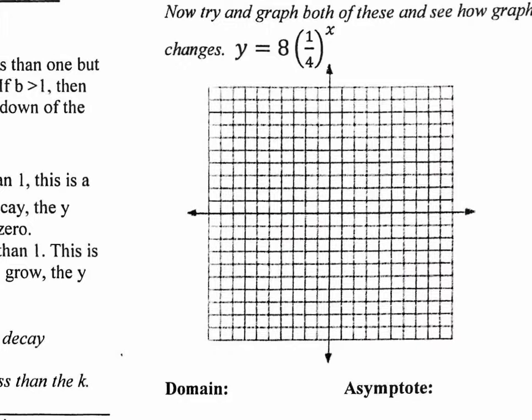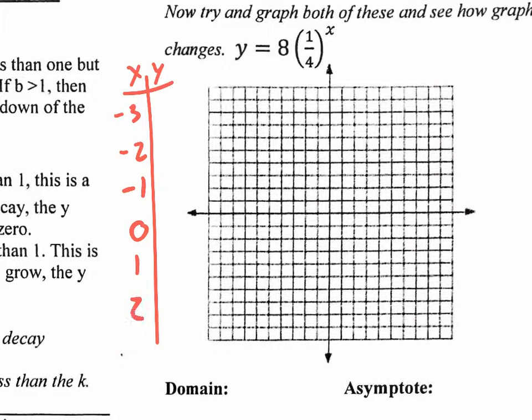How about this one right here? Is there an H or K shift? No. So these coordinates that I come up with are going to be the actual coordinates. I don't have to shift anything. Let's do consecutive integer inputs: -3, -2, -1, 0, 1, 2, 3. We might not use all of them. Let's plug in 0. When I plug in 0 right there, what's 1/4 to the 0 power? 1. And what's 1 times 8? 8. So let's put 8 for the output of the input 0.